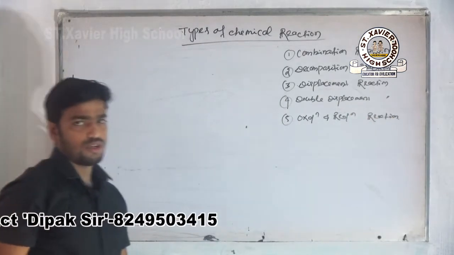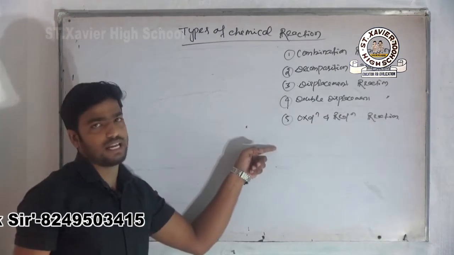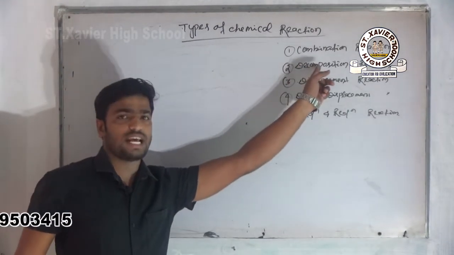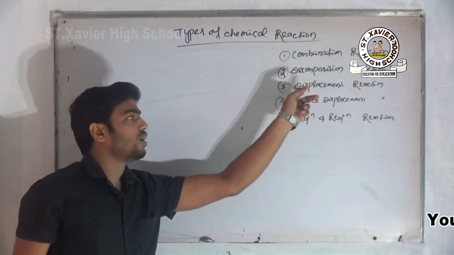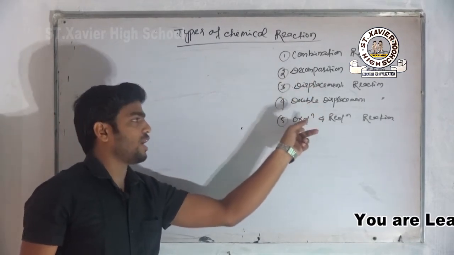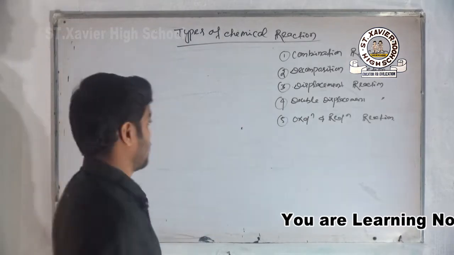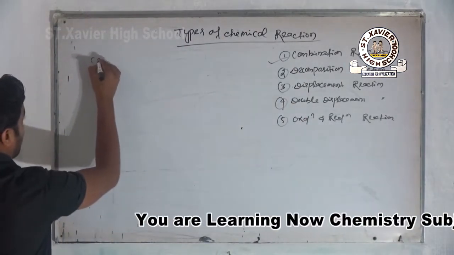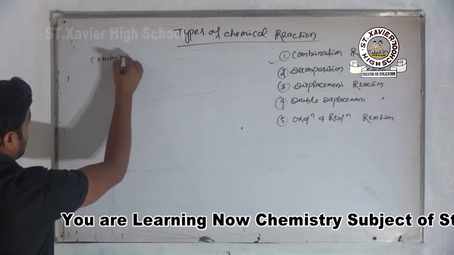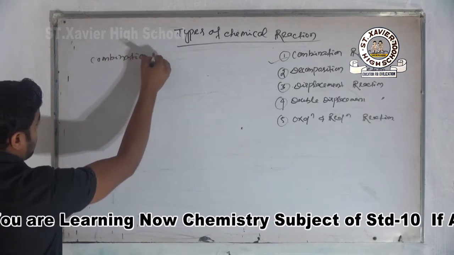So these are your 5 types of chemical reactions: combination reaction, decomposition reaction, displacement reaction, double displacement reaction, and oxidation and reduction reaction. Coming to the first point, that is your first type, that is your combination reaction.